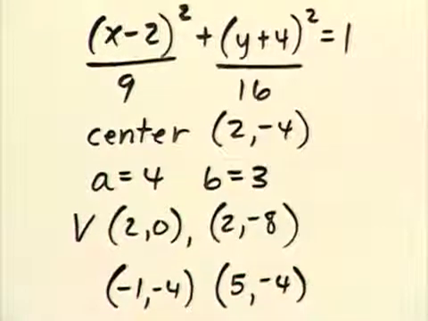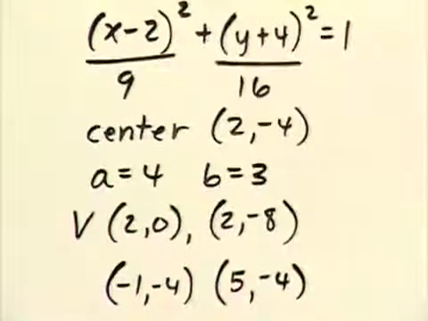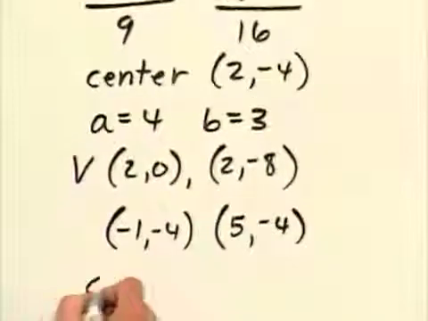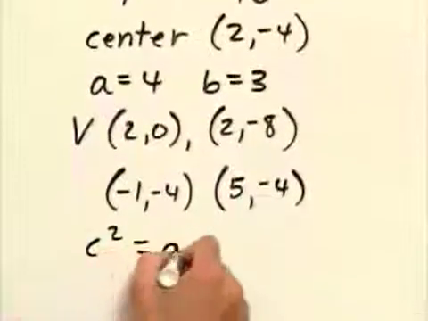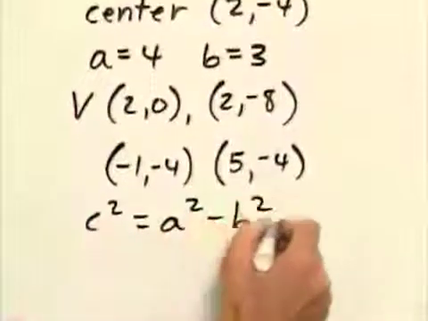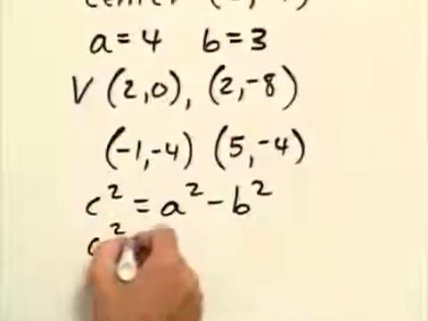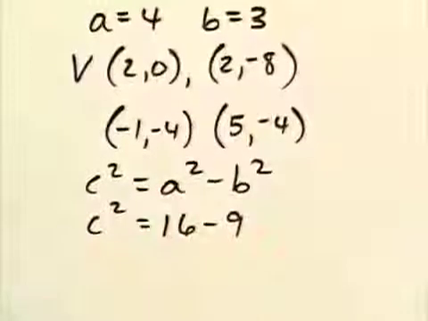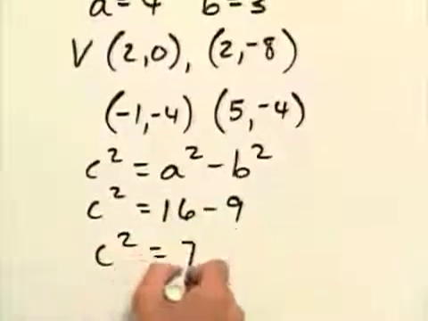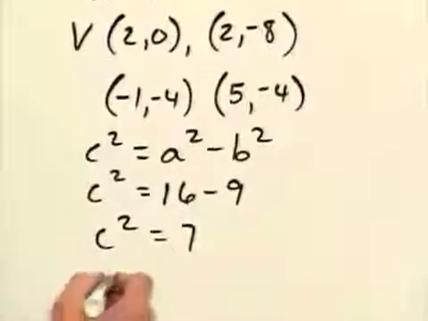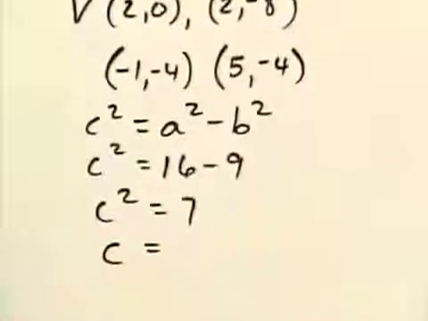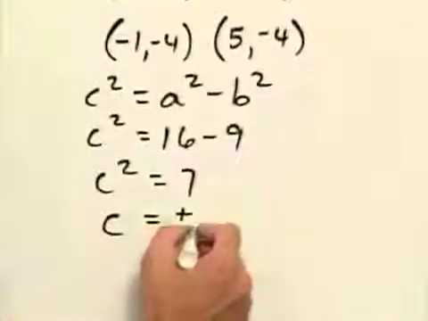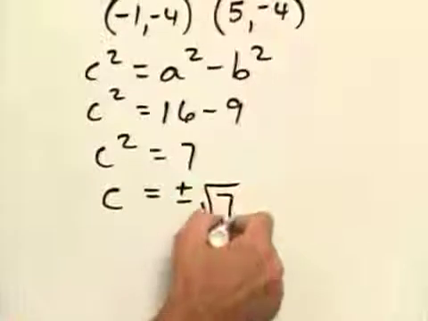Now we just need to find C so that we can find our foci. C squared, again, is equal to A squared minus B squared. So that means that C squared is equal to 16 minus 9, or C squared is equal to 7. Which means that C, using the square root property, is equal to plus or minus the square root of 7.